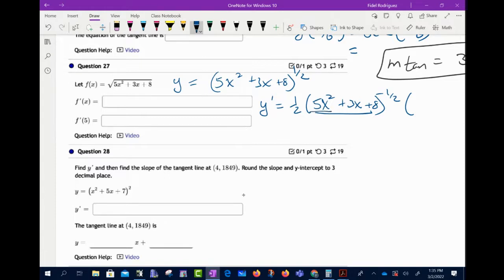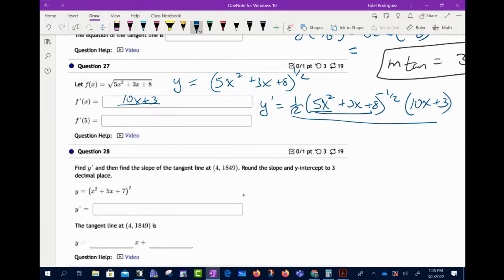So look, what's the derivative of 5x squared? 10x. The derivative of 3x? Plus 3. Okay. So right here, and I don't know how picky they are. It doesn't tell me anything about don't use negative exponents. It doesn't tell me anything like that. So theoretically, I should be able just to enter that in as it is. If I wanted to clean it up a little bit, I would probably write it as 10x plus 3.